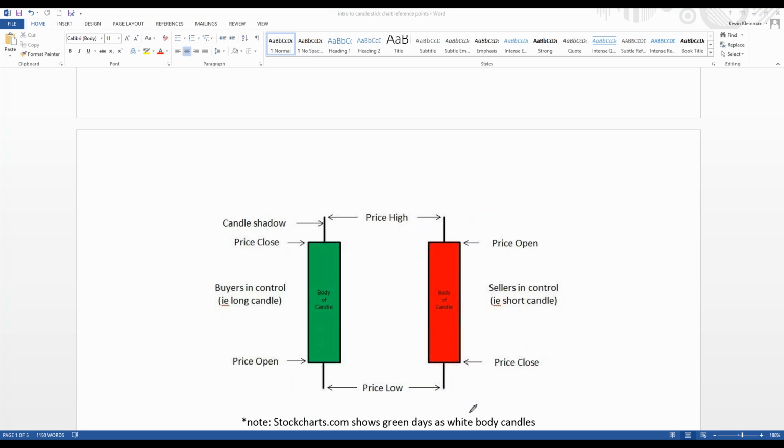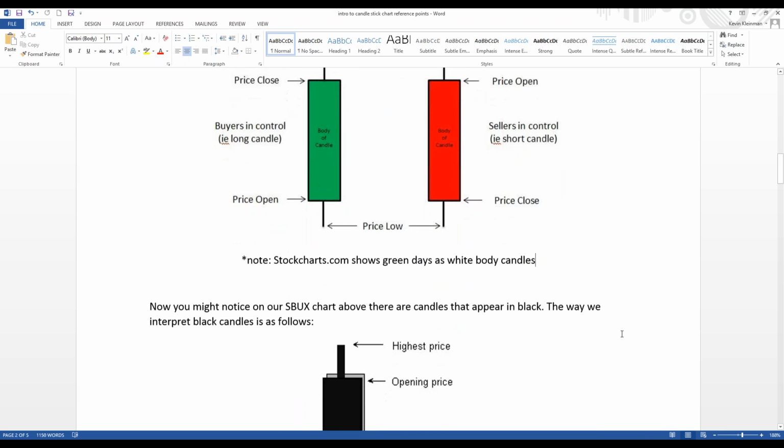One note, if you're using Stockcharts.com for this, it shows green days as white body candles. Don't ask me why, that's just the way they do it. But most platforms are defaulted to show green and red for up or down.